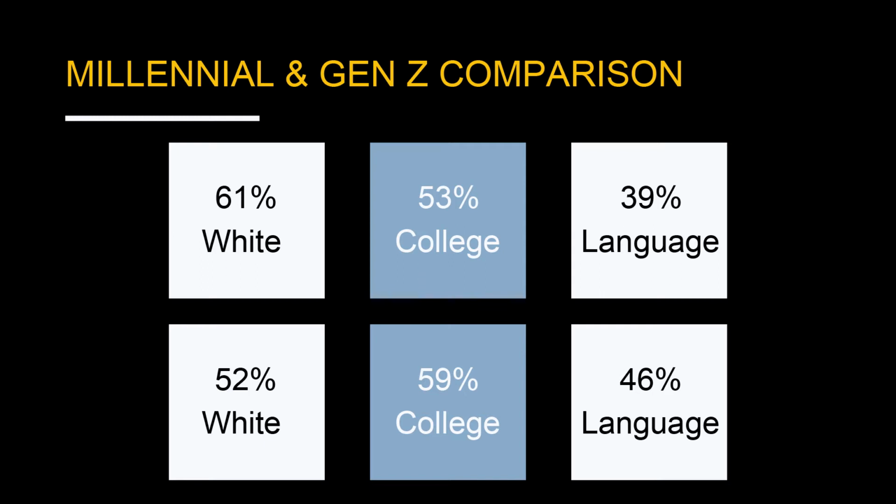You can see the big jump there that we had. In Gen Z, 59% of students are actually going to college, whereas millennials, only 53% went to college. However, at this point in time, millennials are the most educated generation, but that's simply because they've all mostly gone through their education at this point.